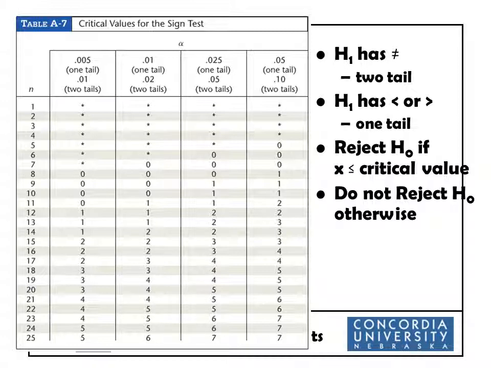So typically we're going to be using alpha as 0.05, so we'll use either the third or the fourth column. Whether you use the third or the fourth depends on whether you have a one-tailed or two-tailed test. The criteria for coming to the technical conclusion is that we reject the null hypothesis if x is less than or equal to the critical value, and we do not reject the null hypothesis otherwise.